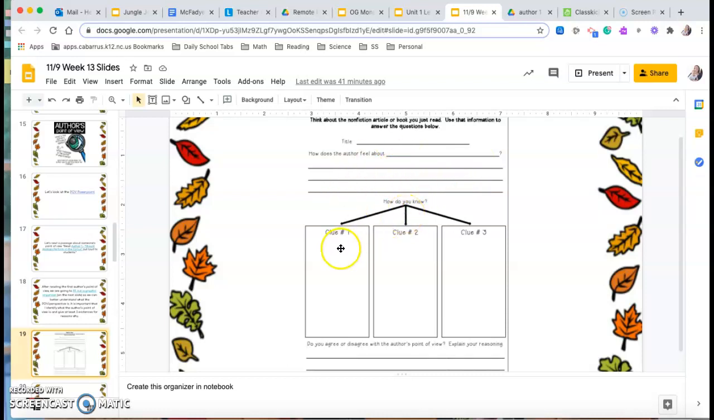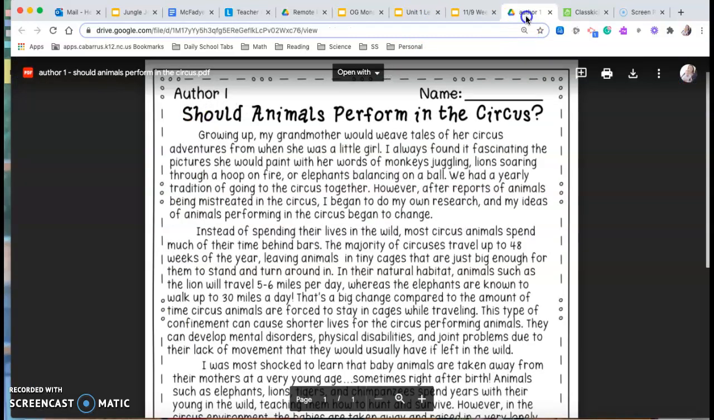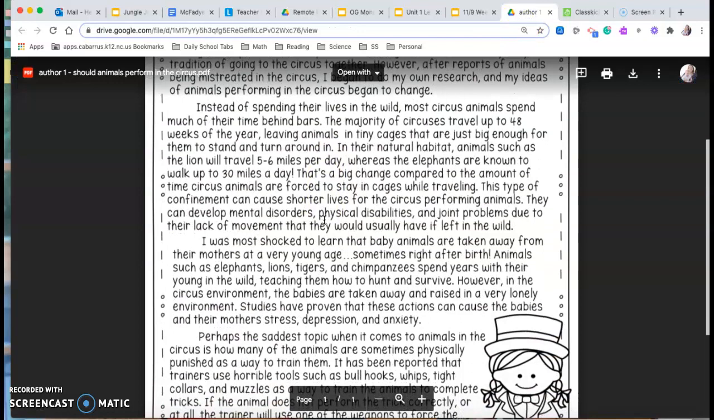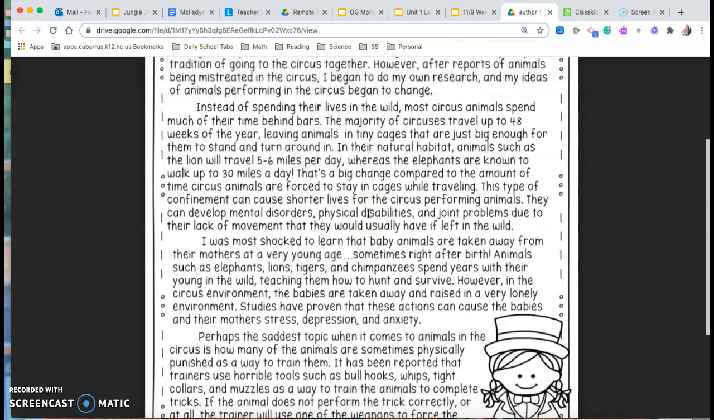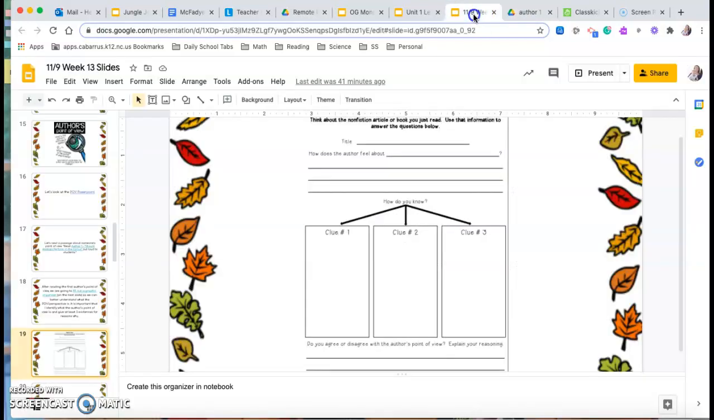How do you know? So we need clue 1, clue 2, clue 3. So if I go back, I would probably say this first paragraph talked about them being in their cages too much and for too long every single day. And because of that, they end up having mental disorders, physical disabilities, and joint problems because they don't move as much as they normally would in the wild. So that would be my clue number 1. And I like to go in order based on the paragraphs that we read.